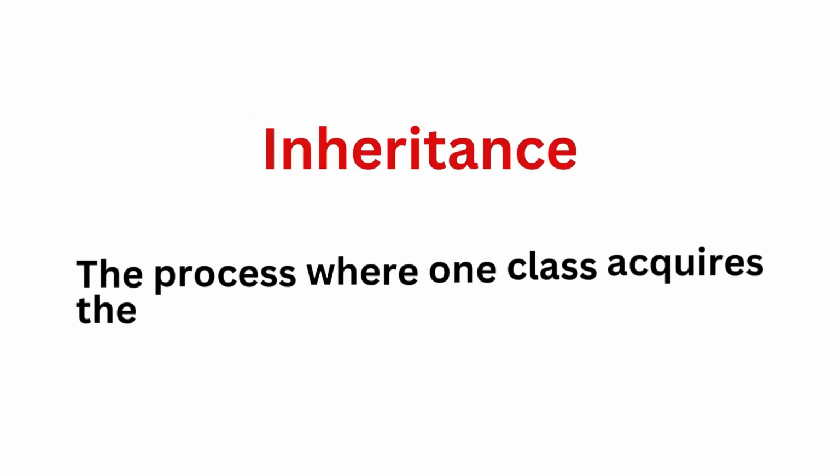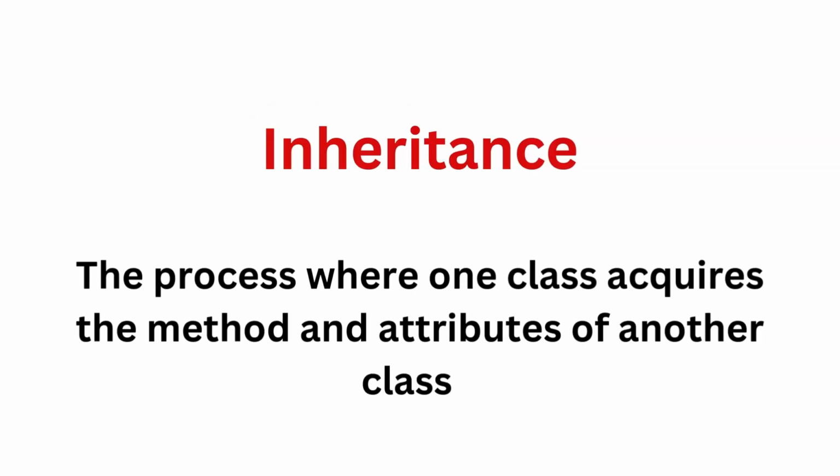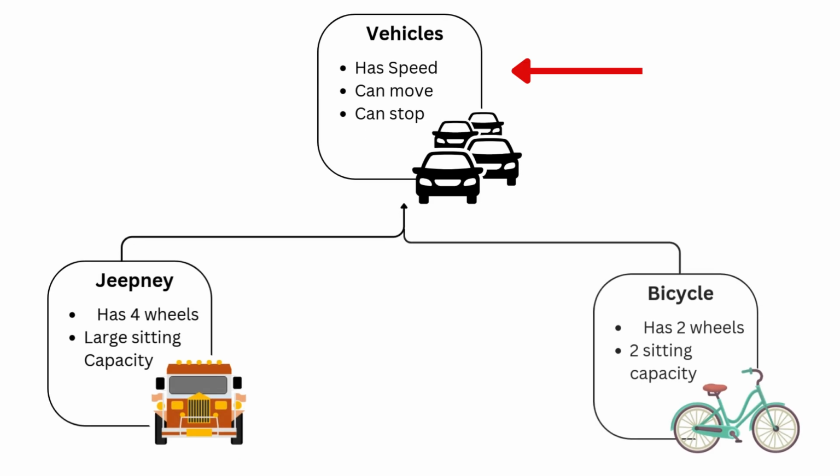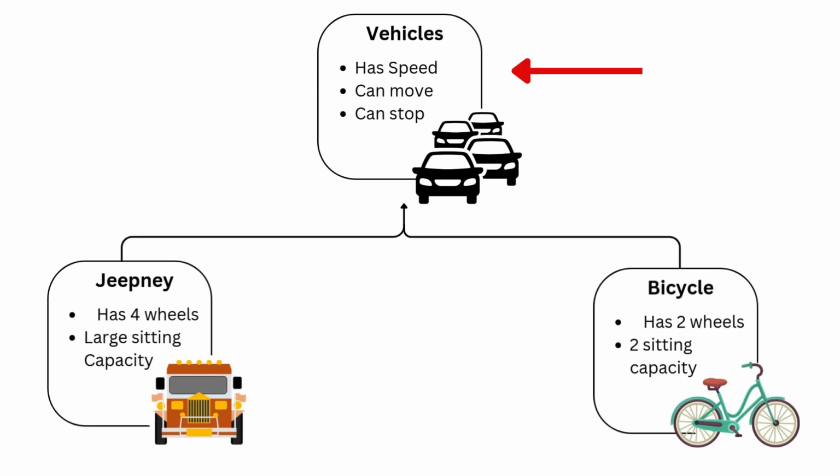So let's get started. Inheritance is a fundamental concept of object-oriented programming, in which one class acquires the methods and attributes of another class. For example, this vehicle class defines the attributes and functions of a vehicle object. In addition, a jeepney and bicycle is also a vehicle, so through inheritance, the jeepney and bicycle also derive the property of a vehicle class.